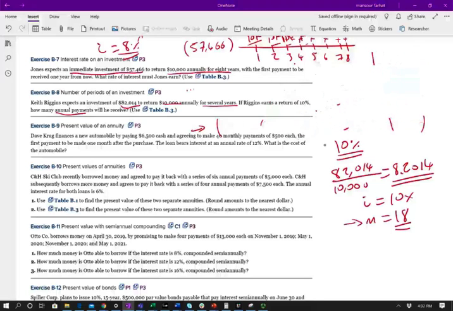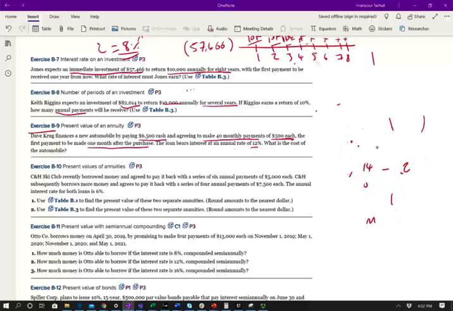Okay, let's take a look at more examples. This exercise here. David Craig finances a new automobile by paying $6,500 cash and agreeing to make 40 monthly payments of $500 each. The first payment to be made 1 month after the purchase. The loan bears an annual interest of 12%. What's the cost of the automobile?